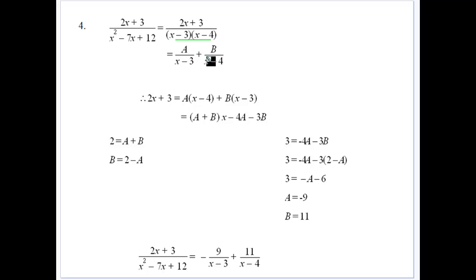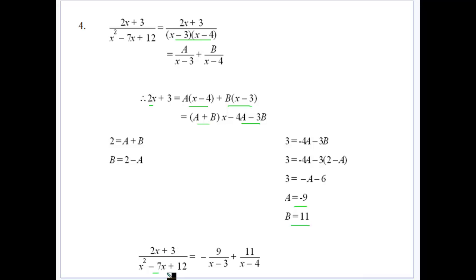Then we can cross multiply to get a times x minus 4, b times x minus 3 equal to the numerator up here. Again, we collect our terms in x and collect the constants, and then we're able to equate the two. 2 must be equal to a plus b, and the 3 would be equal to minus 4a minus 3b. We're able to do a substitution, substituting a in for b there, and we get down to a is equal to minus 9, b is equal to 11. So again, you can see how that works out.